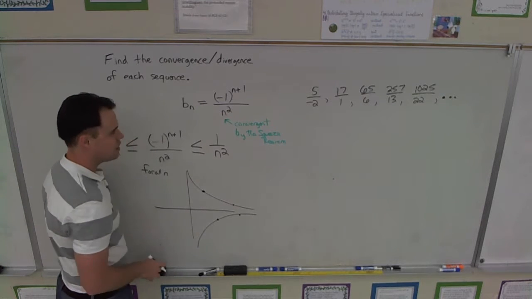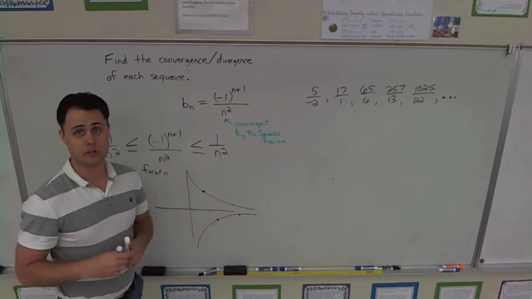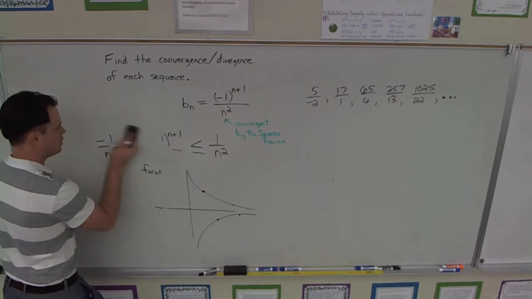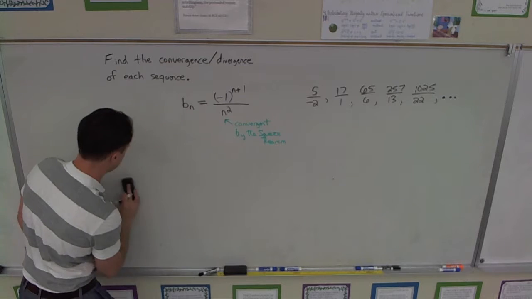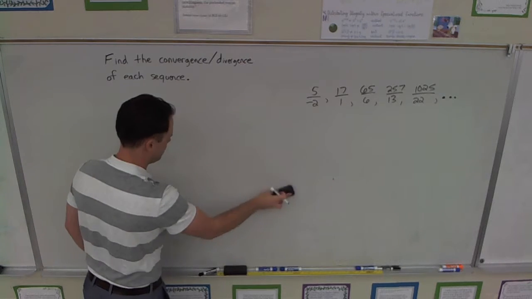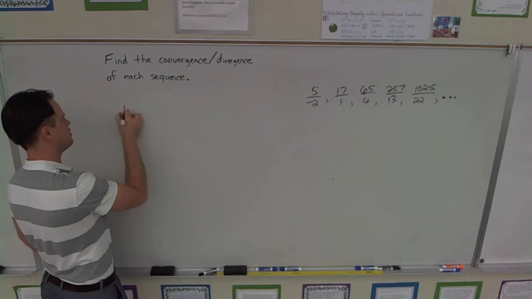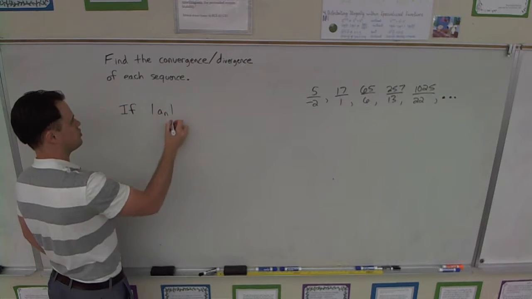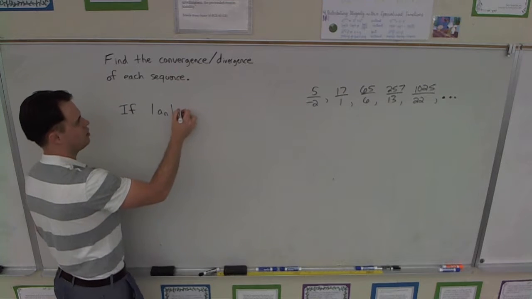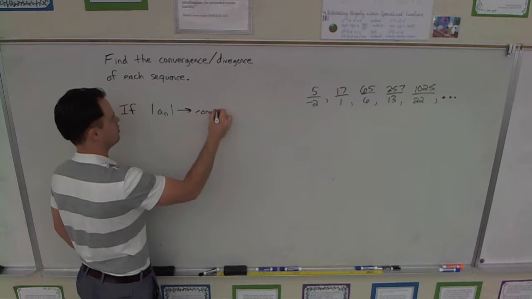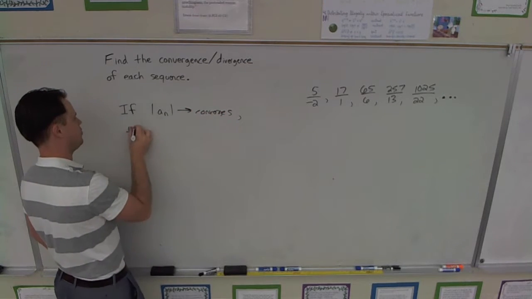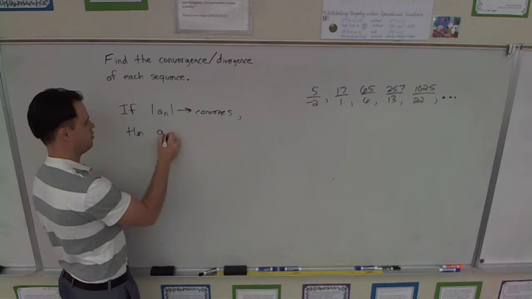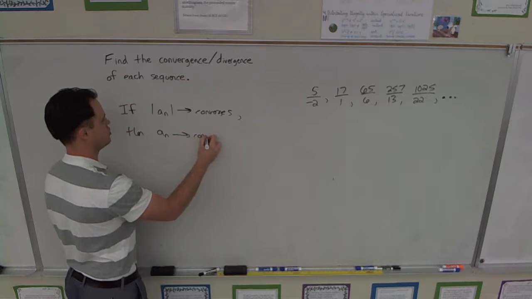That squeeze theorem then gives you one of the main other theorems in our book, which has to do with absolute values. So I think this is a great problem to talk about that theorem on. There's a theorem that says if you have a sequence that's absolute valued, if that guy converges, then what must be true? Then the regular thing also converges.